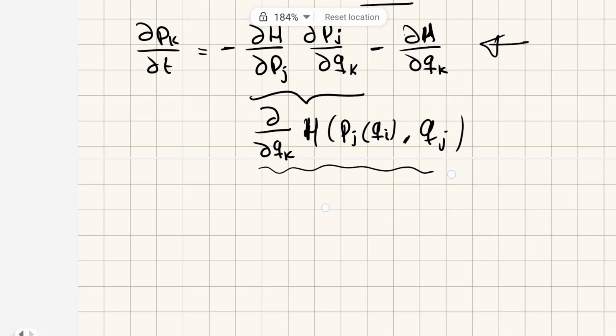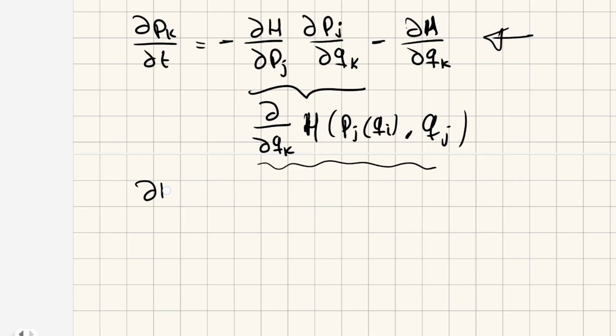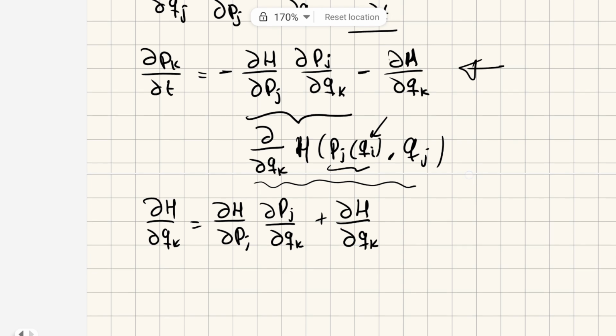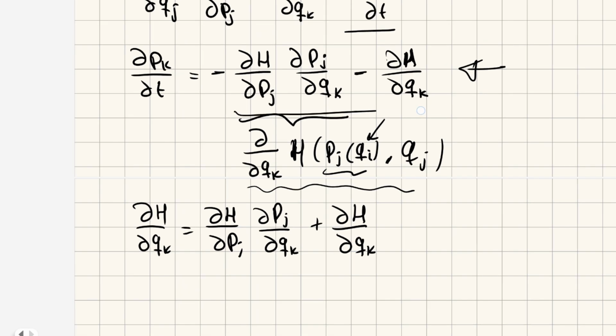I mean, taking the derivative of the Hamiltonian with respect to qk is going to be taking the derivative of h with respect to first this pj, and then the derivative of pj with respect to the qk. And then, noting that the Hamiltonian also depends on the little q, we are going to take here the derivative of the Hamiltonian with respect to qk. So that is exactly what we have here.